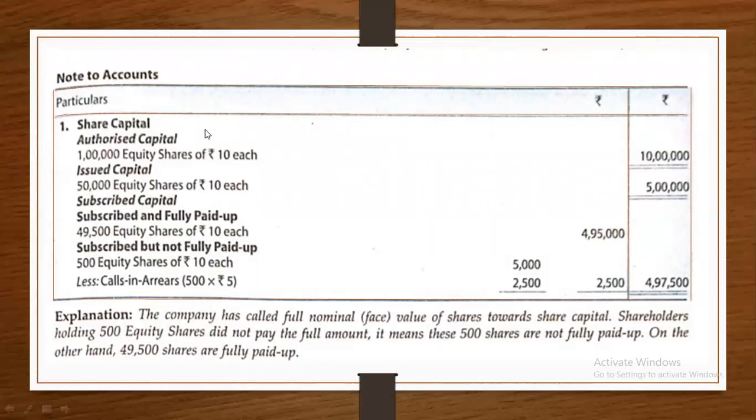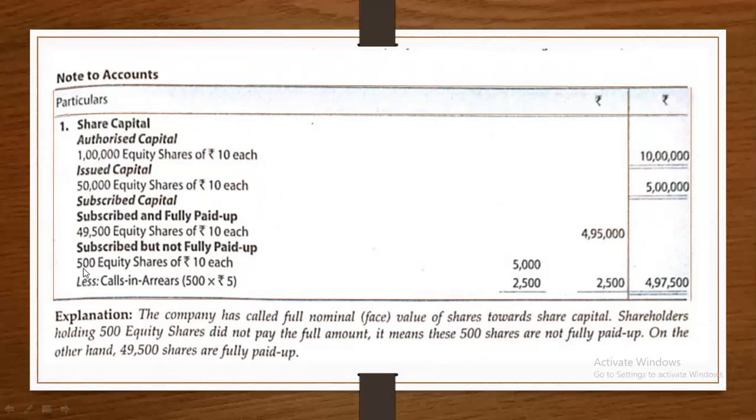Share capital, authorized capital is 10 lakh. Issued capital 50,000 at the rate of 10. This is 5 lakh. Now subscribed capital will be divided in 2 parts. On 49,500 shares, the whole money is received. So this will be recorded in subscribed and fully paid up. So on 49,500 shares at the rate of 10, this will become 4,95,000.